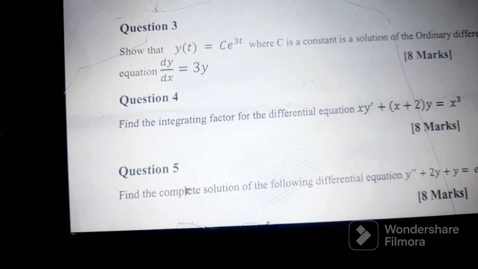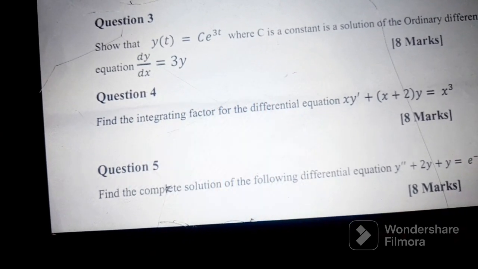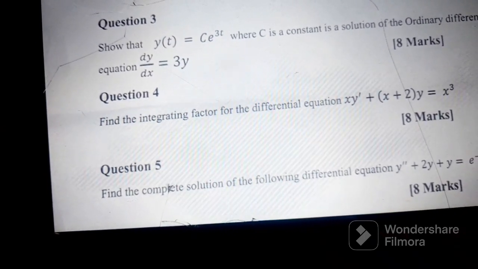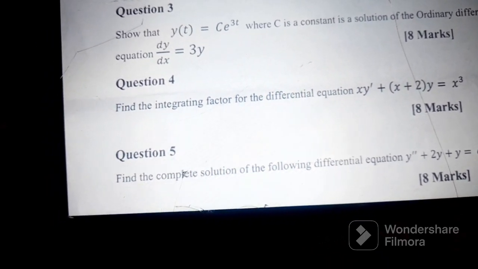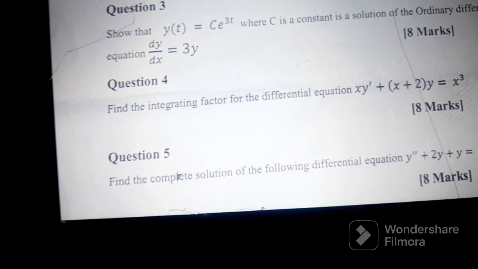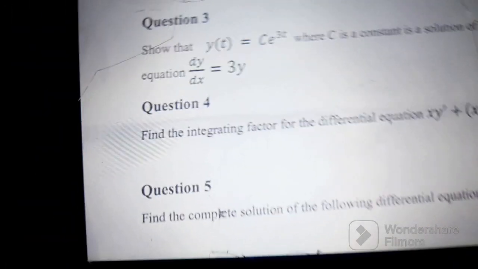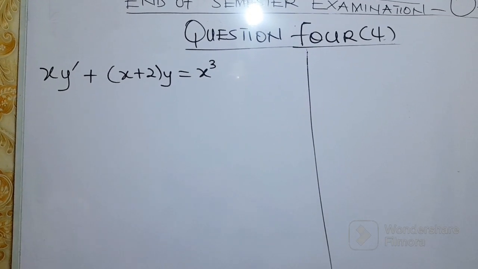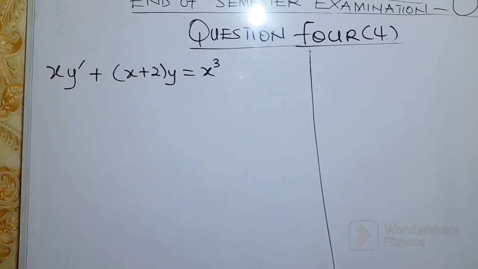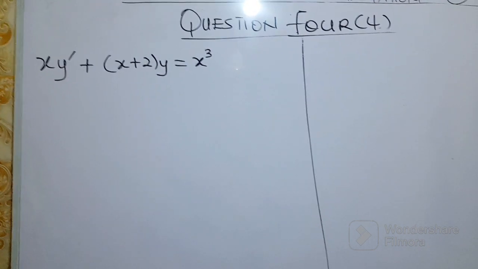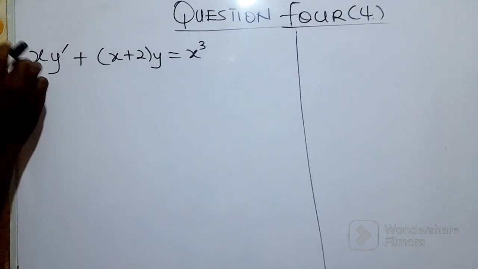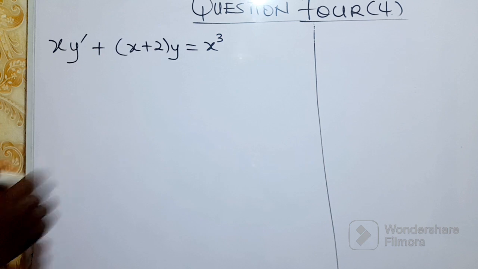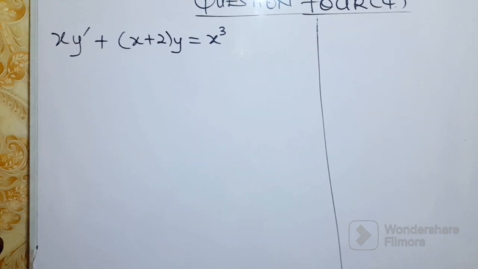So question 4 says we should find the integrating factor for the differential equation xy prime plus (x plus 2) y equal to x cubed. And this is also of 8 marks. Before we can find the integrating factor of this differential equation, we need to rewrite it into its standard form. Thus, we must make the coefficient of the derivative term to be 1. So we divide through the equation by x.